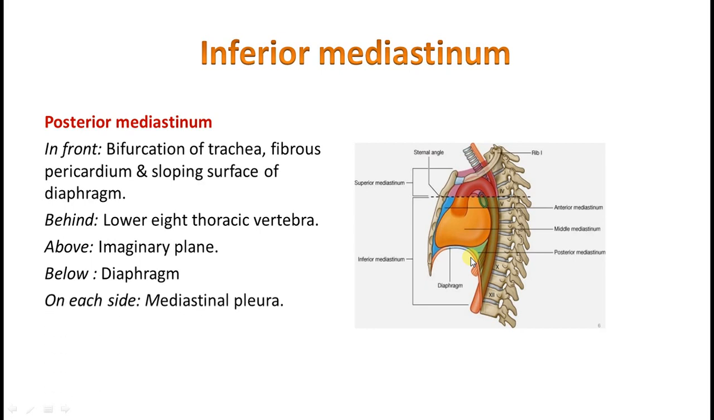Okay, and as I told you, there is the mediastinal pleura. The mediastinal pleura on each side is a constant structure, whether it is for the superior or the inferior mediastinum, and in the inferior, whether it is the anterior, middle or posterior mediastinum.